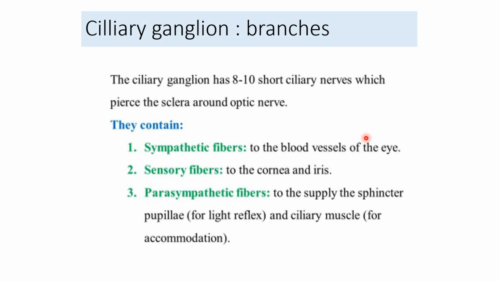Now, coming to the last part, which is the branches of the ciliary ganglion. I have shown you the branches were the short ciliary nerves, and there are around 8 to 10 short ciliary nerves, which will contain all these fibers. You had seen in the previous picture how the short ciliary nerves were carrying the sympathetic fiber, sensory fiber, as well as parasympathetic fibers for the light reflex and for the accommodation reflex.